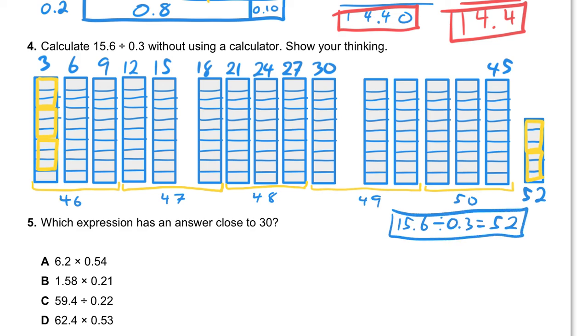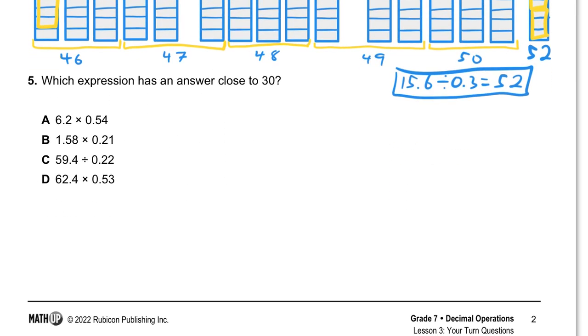Our last question says, which expression has an answer close to 30? Let's go through them one at a time. 6.2, I'm going to change this. That's close enough to 6 times 0.5. That's close enough to 0.54. That's half of 6. That's going to be 3, not close to 30.